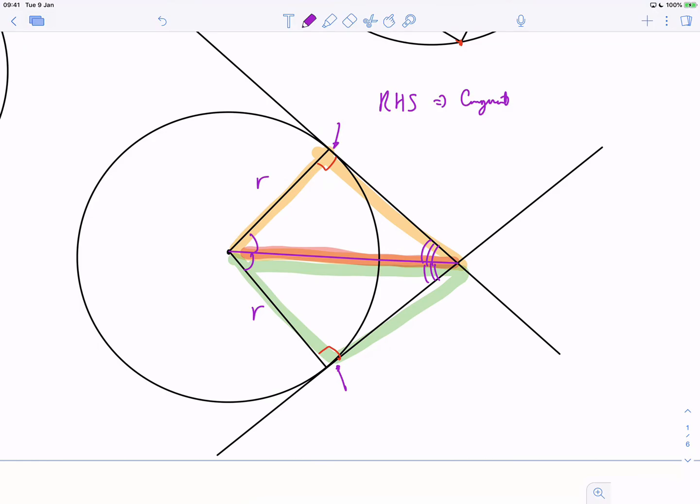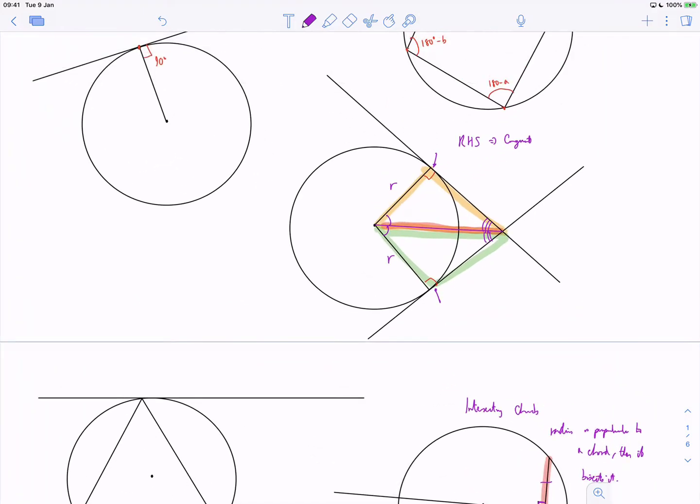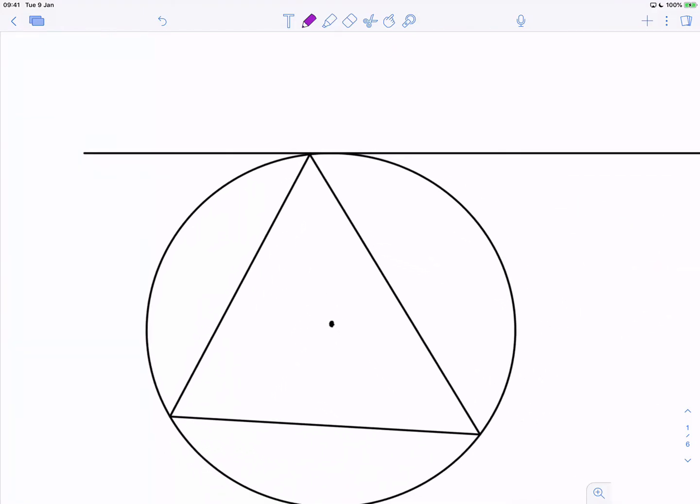So you've actually got a lot of things going on here. So when two tangents meet, they form a kite. If you've got the two radii and the two tangents meeting at a point, that's going to form a kite. Okay, what else have we got? Yes, alternate segment theorem. Alternate segment theorem. Segment, I'll spell that properly.